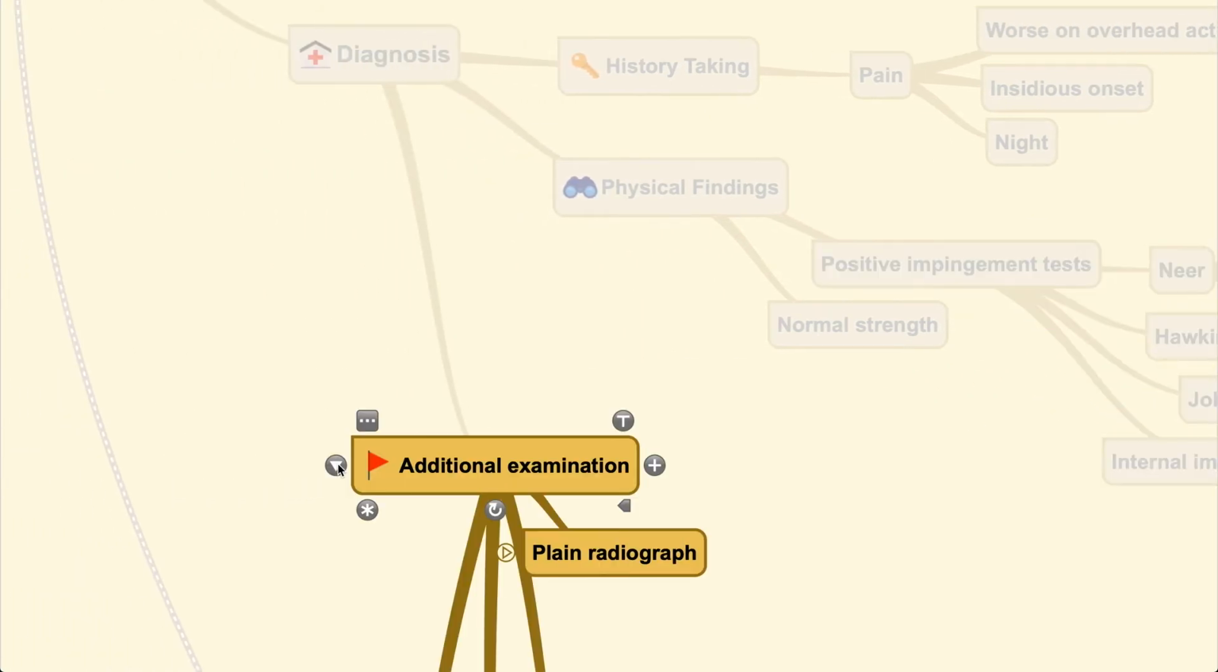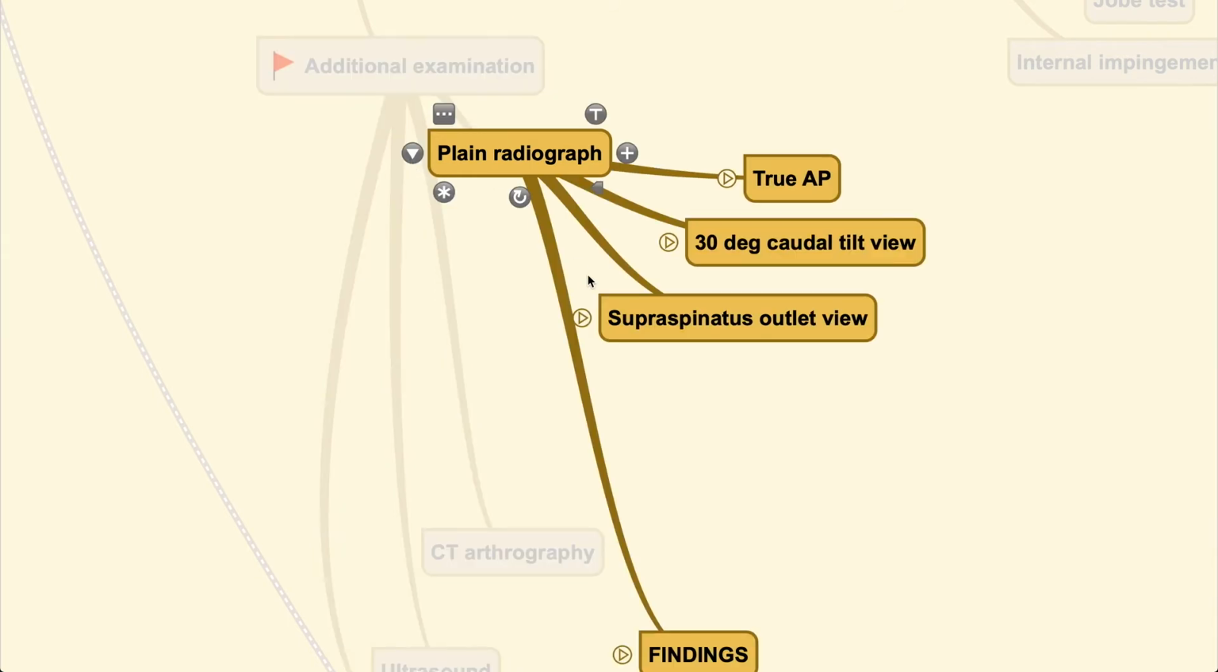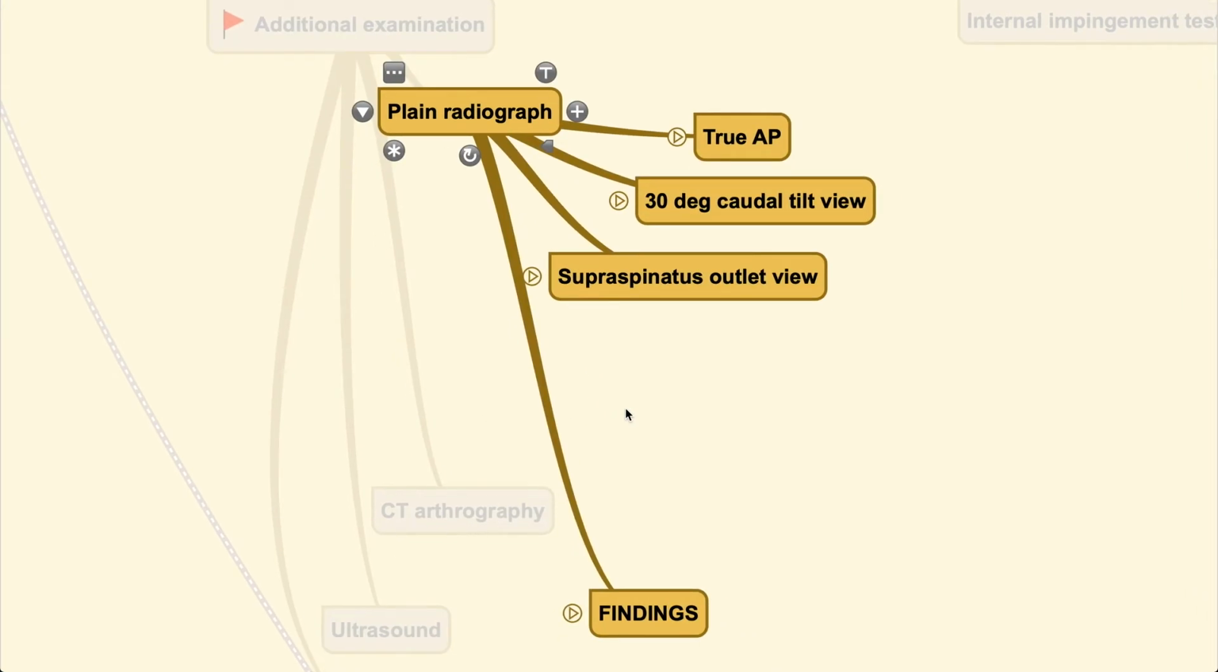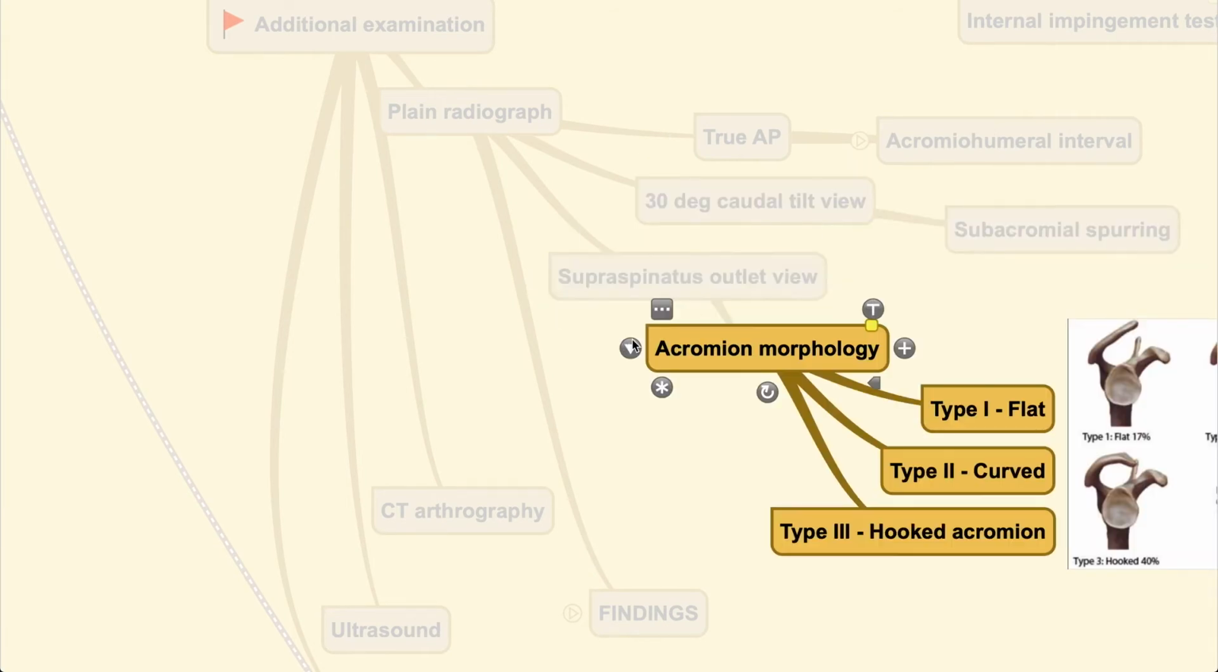The next point of discussion for today's video would include the additional examination. As you know that there is a narrowing of a space, and you can actually picture that from the radiograph by measuring several parameters that could be found.